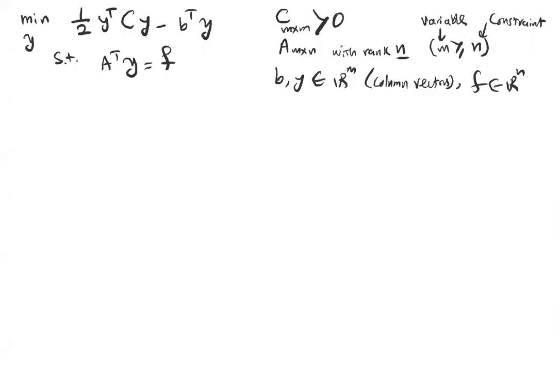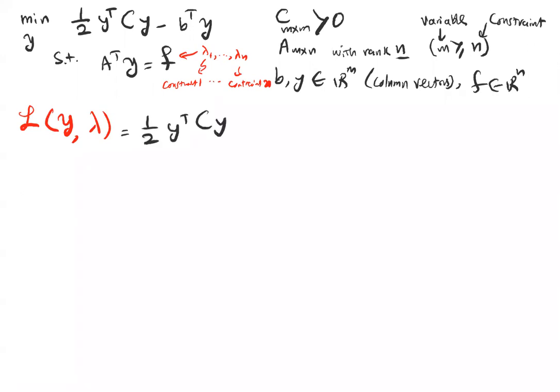So as the very first step, we do what we did in convex optimization. We define lambda 1 to lambda n. This corresponds to constraint 1 to constraint n. Each of these lambdas are the Lagrange multipliers. Then we define the Lagrange function as a function of variables and Lagrange multipliers. So it's going to be our objective function plus vector of Lagrange multipliers multiplied by our equality constraint.